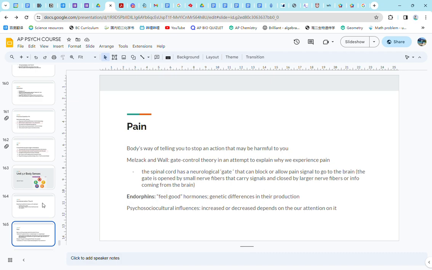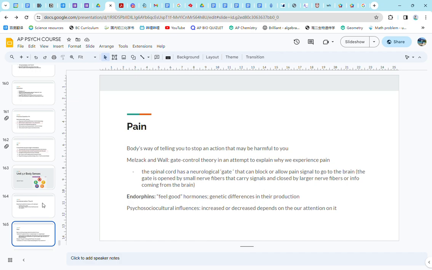Scientists Melzack and Wall came up with the gate control theory in an attempt to explain why we experience pain. Their theory is that the spinal cord, where pain signals are sent, has a neurological gate that can block or allow a pain signal to go to the brain. The gate is opened by small nerve fibers that carry pain signals and closed by larger nerve fibers or information coming from the brain. Have you ever noticed that if you stub your toe and then rub your foot, the pain from your toe subsides? The gate control theory explains that phenomenon.